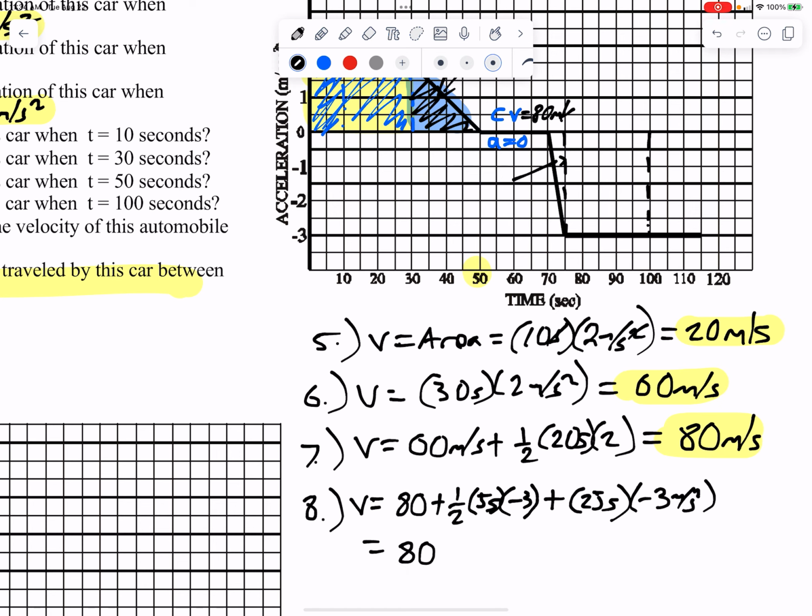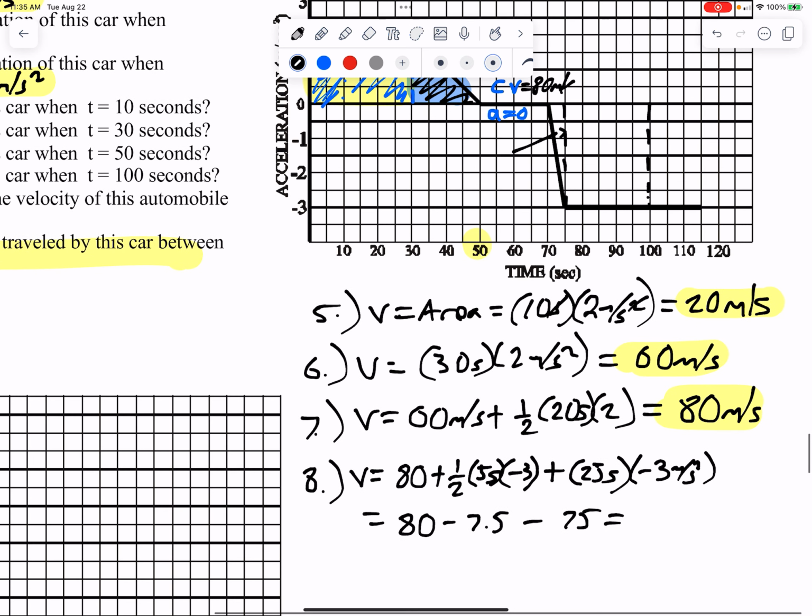We have 80 plus a negative, which is just minus 7.5 minus 75. Well, add that up. And we have 80 minus 7.5 minus 75, which is about -2.5 meters per second.